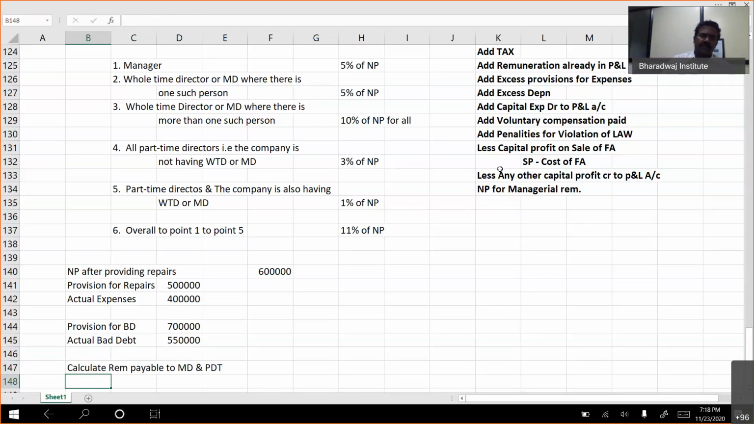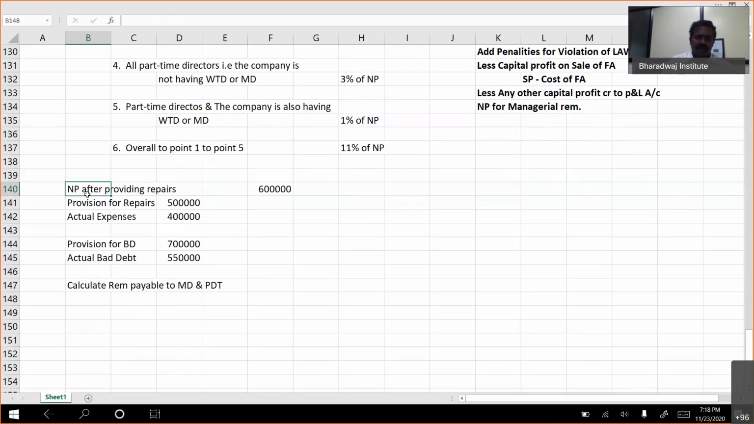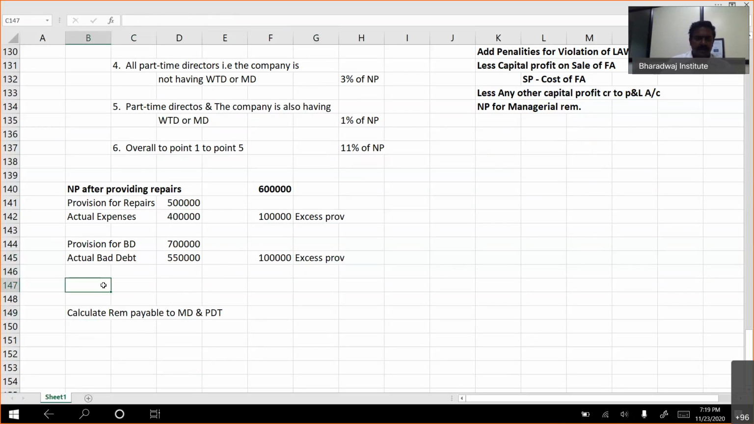Okay. So simple. Net profit after providing for repairs is 6 lakhs. We will add back excess provision. What is excess provision? 1 lakh we will add back. Here also, excess provision for bad debts. Any excess provisions we'll add back. This is also excess provision. We will get net profit for managerial remuneration. I expect this particular question in the exam. This was a repeated one.